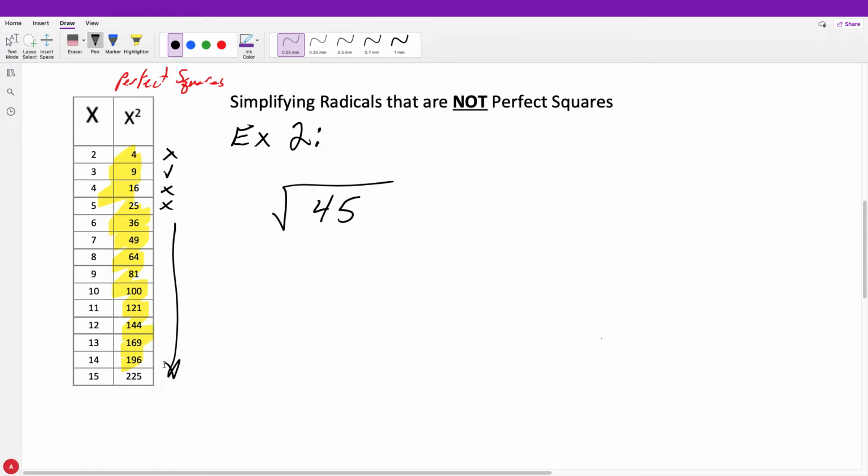I'm not going to test any of the others because 25 is more than half of 45, so none of the others are going to go into it evenly either. So now 9 is the only one it does. So now I ask myself, 9 times what gives me 45? So it'll be 9 times 5.